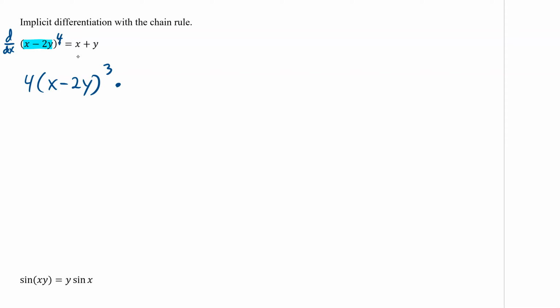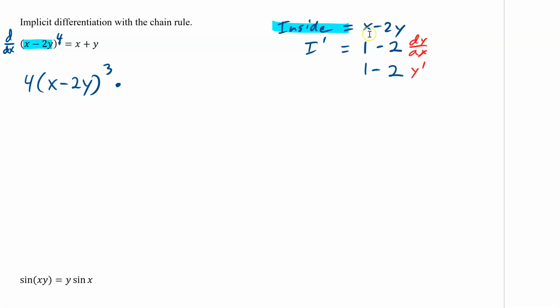That's our chain rule. So we have our inside over here. I like to always write it off to the side and then take its derivative. And so derivative of that with respect to x would be 1 minus 2, and again we have to write dy dx. So we end up with 1 minus 2 y prime. So we don't actually apply the dy dx until we hit that implicit differentiation part, which is right here. So you have to think this is a function that we just did. So we brought down the 4 and we changed that to a 3, but this is our function like g. And so now we're doing g over here.